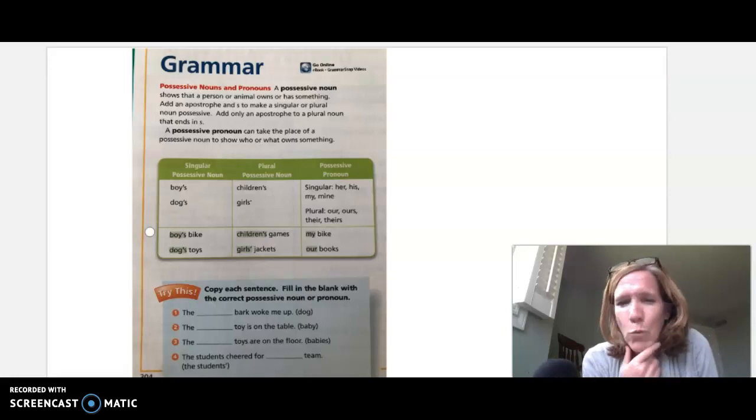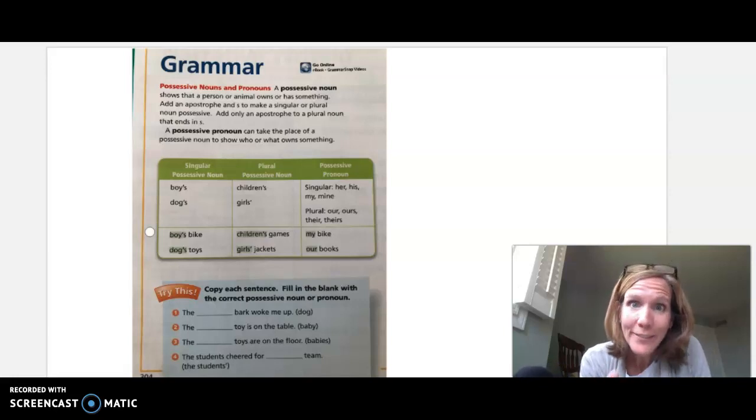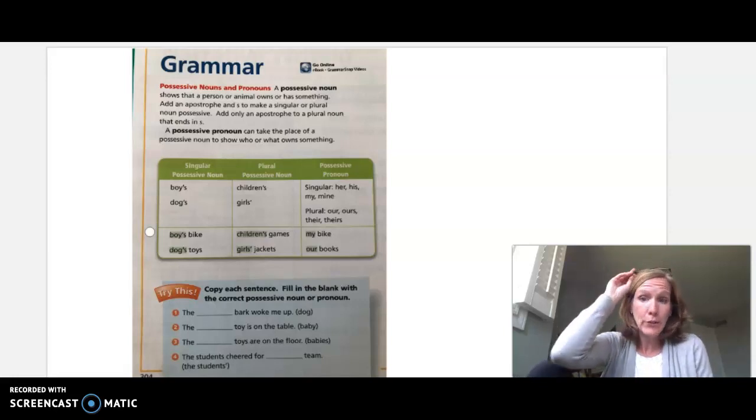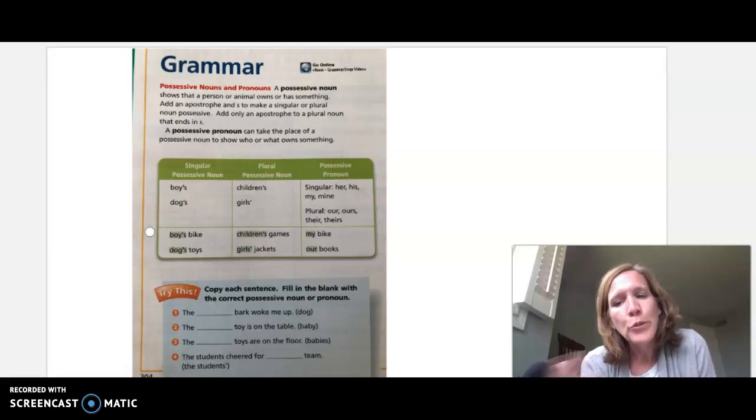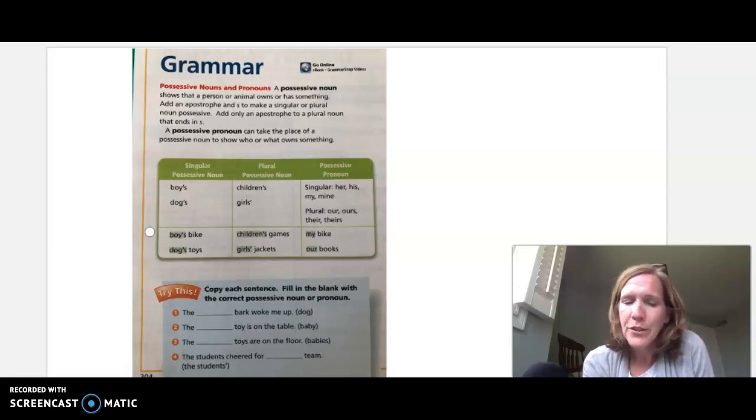This sounds way more confusing than it really is because you guys are so good at talking. I know that, even though I haven't got to hear you talk that much lately, but you're so good at talking that you would use the correct possessive pronoun, and you're going to see what I mean. But for example, this word boy's, B-O-Y apostrophe S, I know that it's one boy, something belongs to one boy, right? So I could say his. So if it's the boy's book, I would say his book.